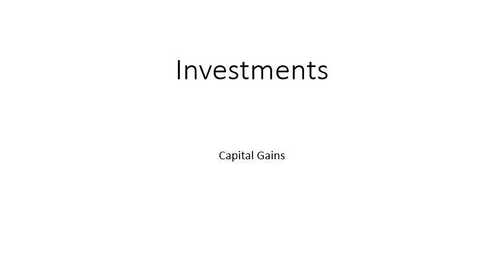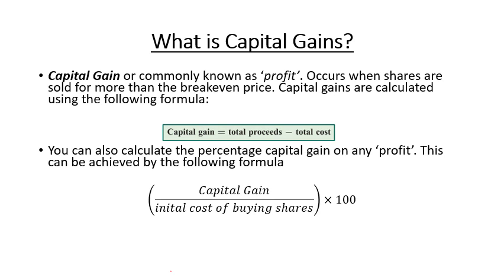Okay, this video tutorial looks at the mathematical strand of investments, and more specifically, we're going to focus our understanding on capital gains. So the first question we need to ask is, what is capital gain? Basically, a capital gain, or commonly known as a profit, occurs when shares are sold for more than the break-even price. We've just looked at break-even being no profit or no loss with your investment. A capital gain is when you do make money on an investment.